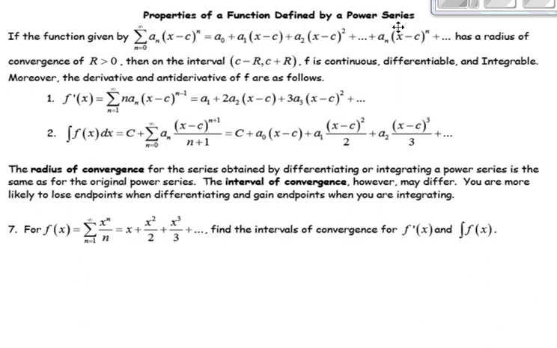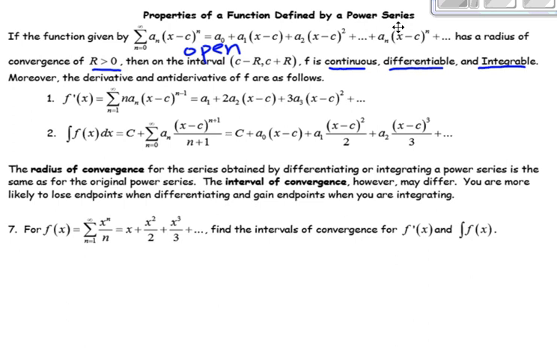So if the function given by the power series has a radius of convergence that is greater than 0, then on the interval of convergence, f is, and notice, actually, it's not the interval of convergence, it's the open interval. So we're not considering the endpoints here. So on the open interval, f is going to be continuous, differentiable, and integrable. That means, in other words, I can take the derivative and I can take the integral of those. Again, if it has a radius of convergence that's greater than 0.